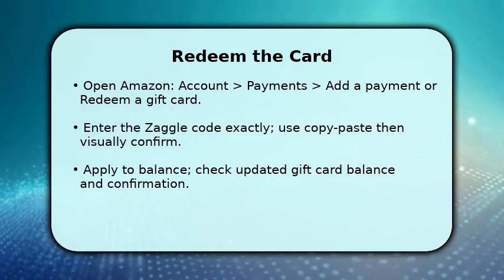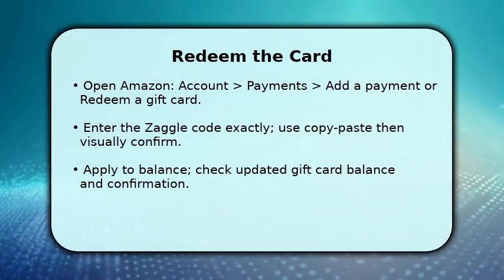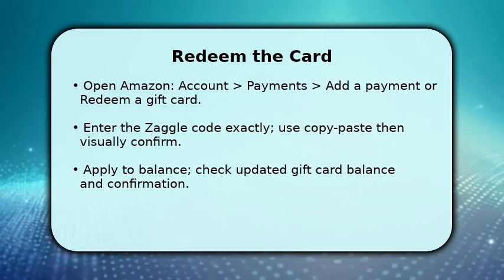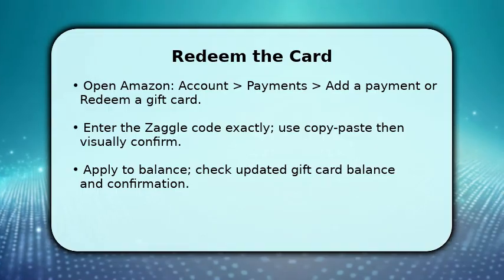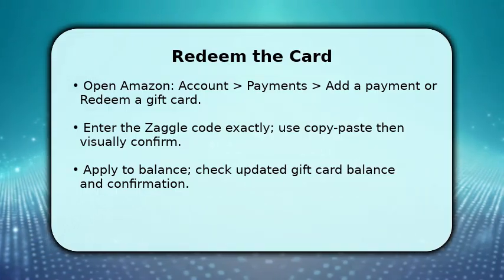If you plan to use the balance for a purchase, select it at checkout as your payment method. If the value is partial, Amazon automatically uses the balance first and charges the remaining amount to your default payment.